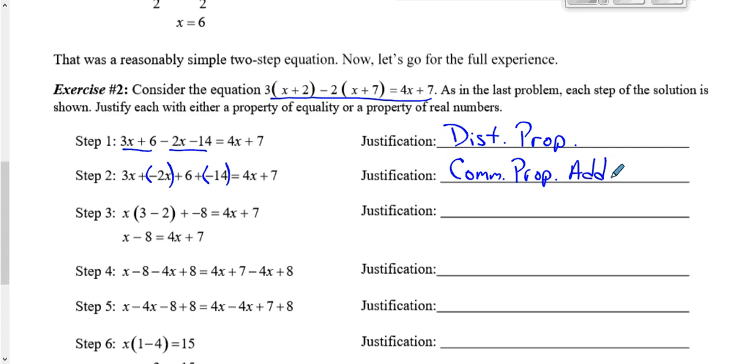Okay. Now let's think about this one here. Look at this next step. So they took this here and made it into that. Okay, all right.